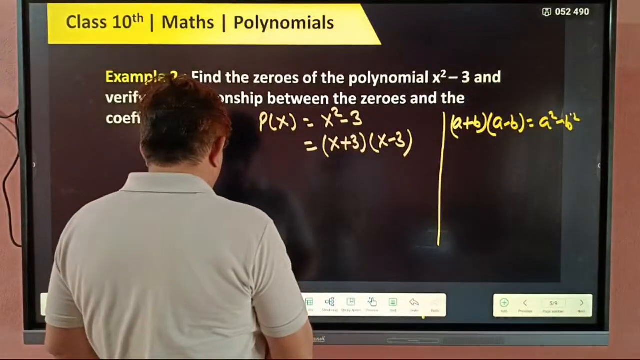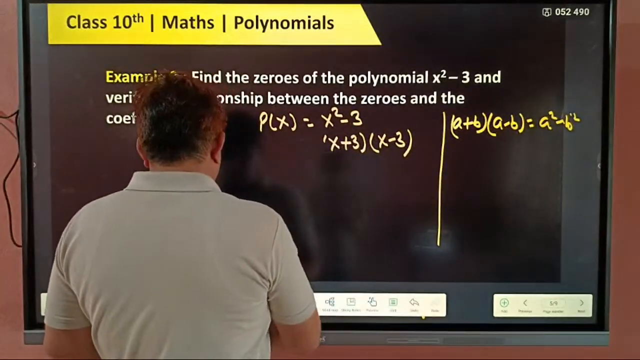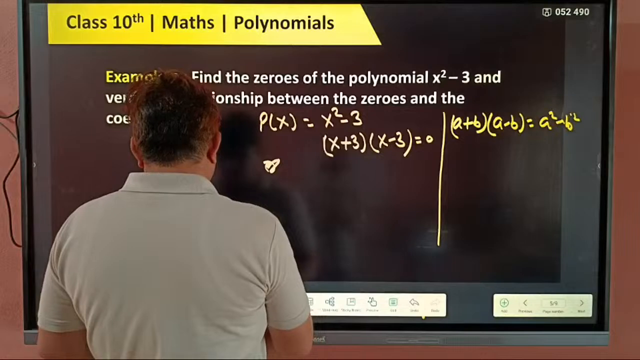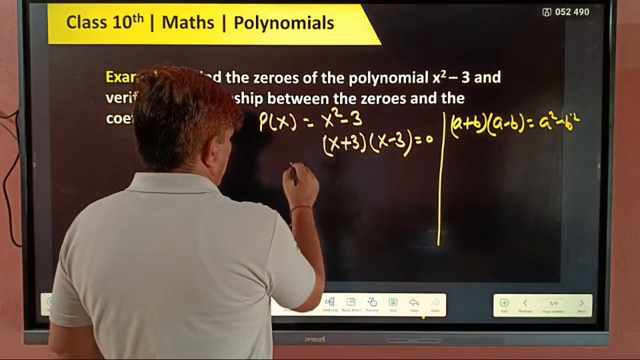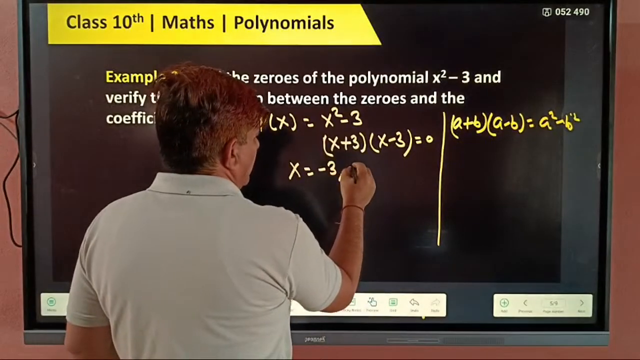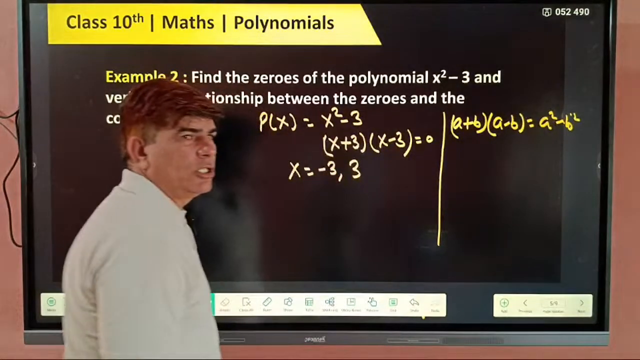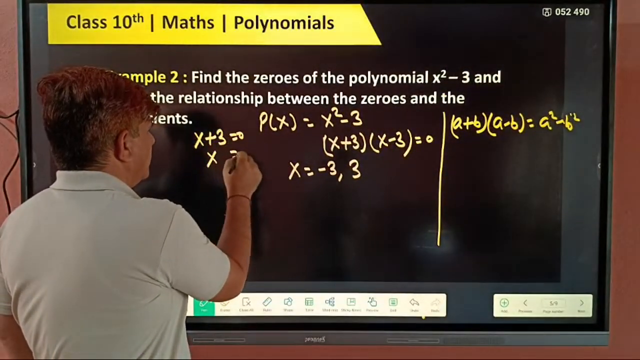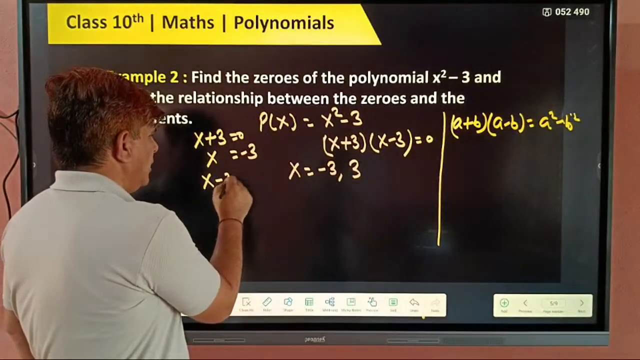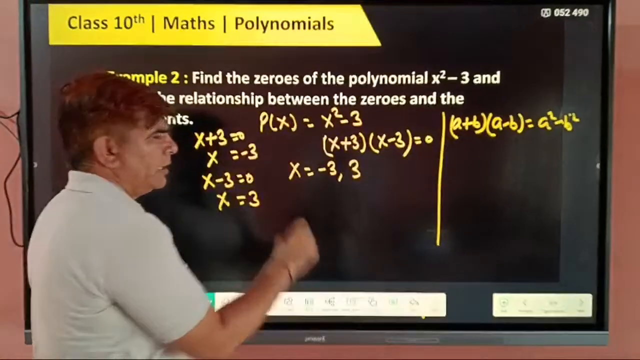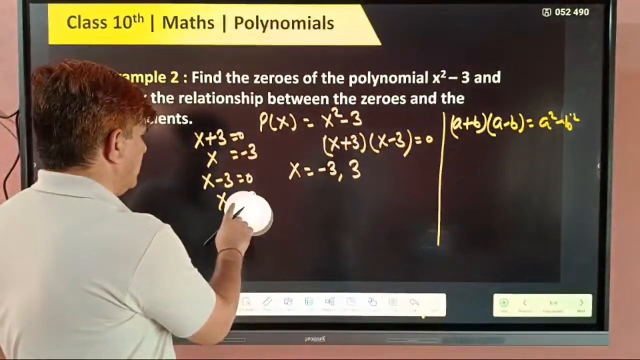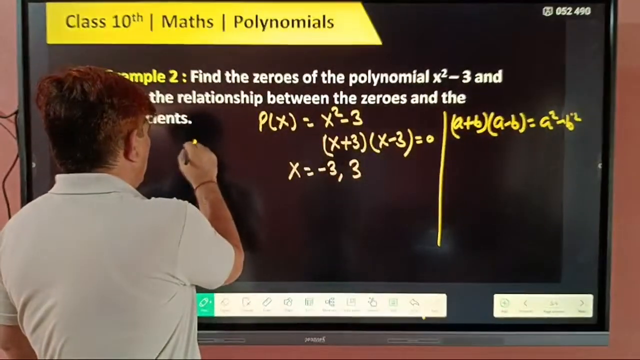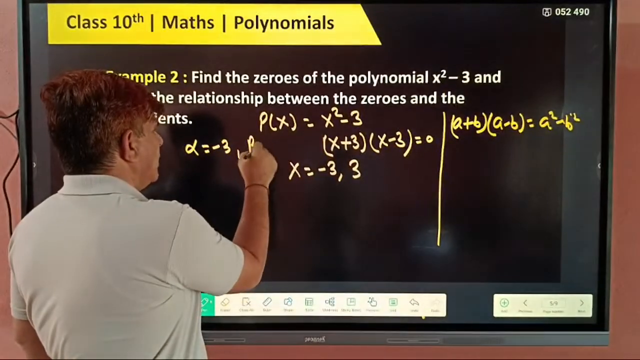Put this equal to 0. This is equal to 0, it becomes an equation. So what becomes x? x equal to minus 3 and 3. If you put these zeros, it means x plus 3 equal to 0, so x is equal to minus 3. And x minus 3 equal to 0, so x is 3. I have written this. So what can I do now? Again I can say like this, alpha equal to minus 3 and beta equal to 3.